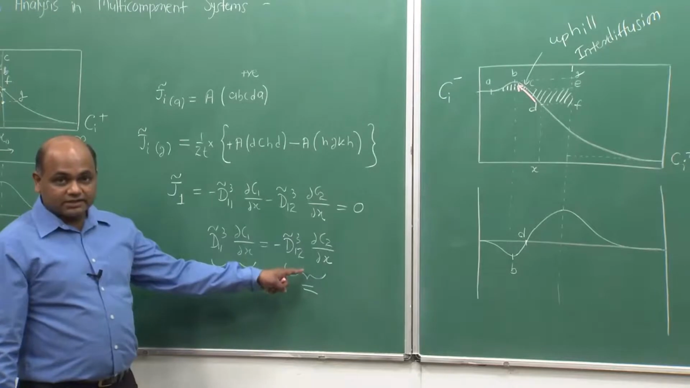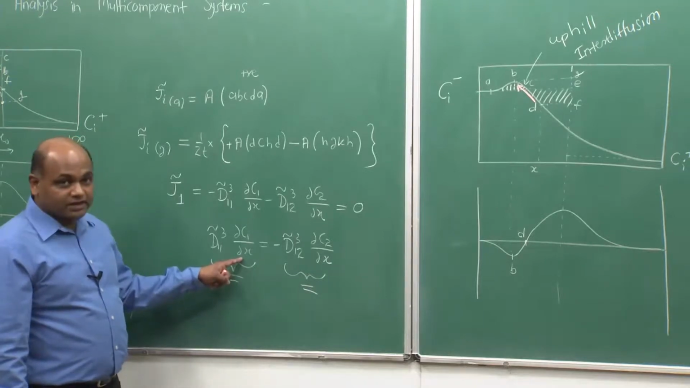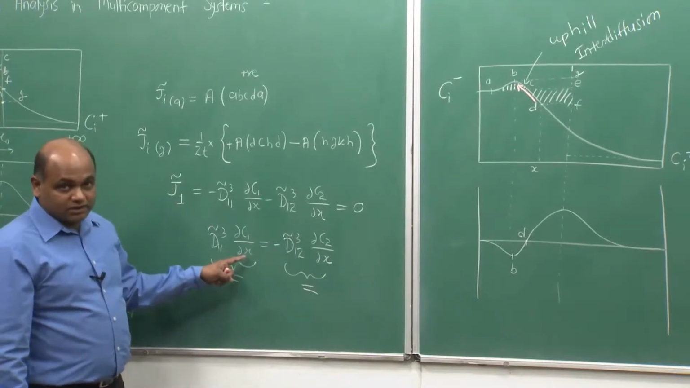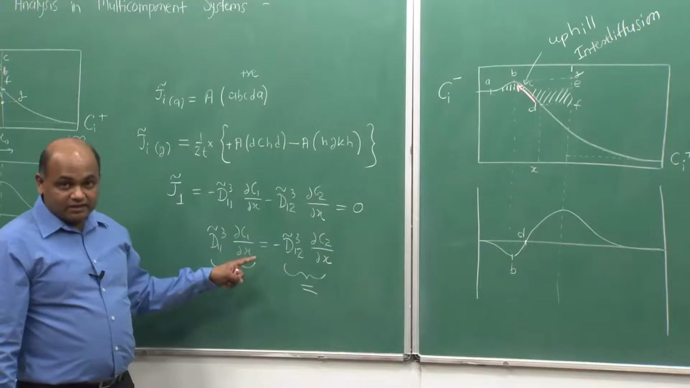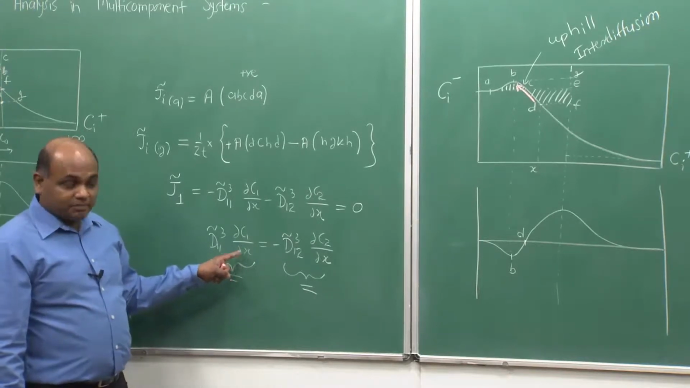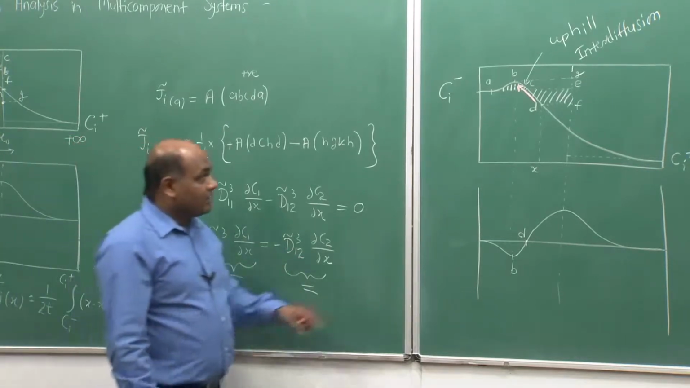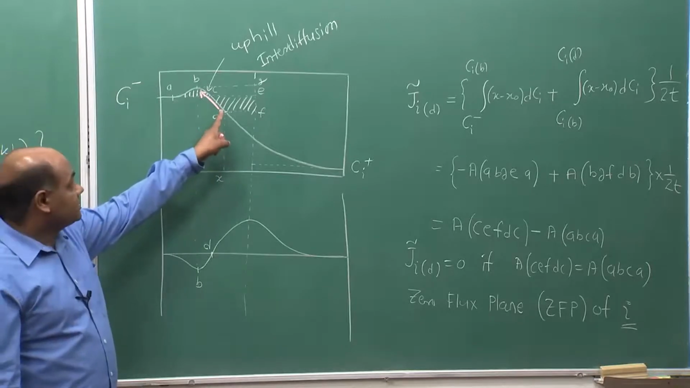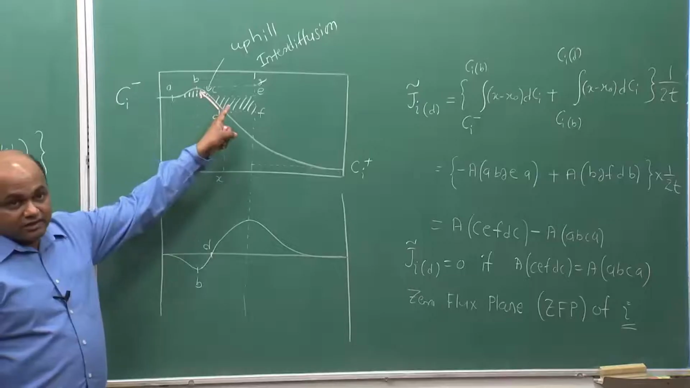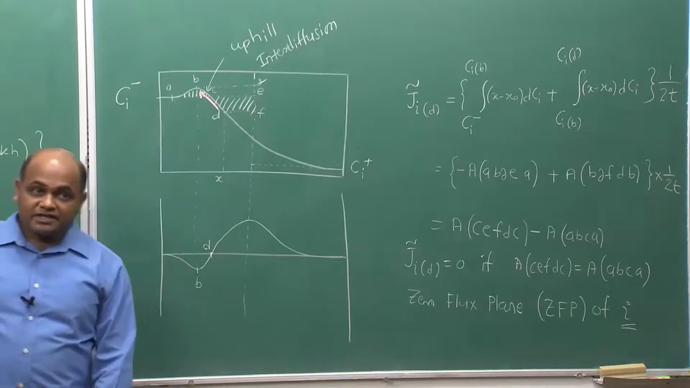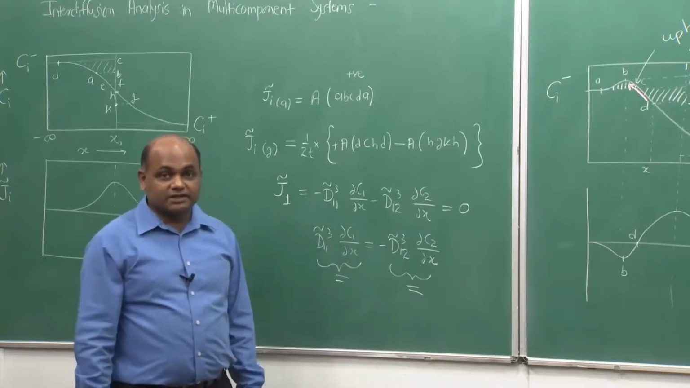This term characterizes the effect of component 2 on the diffusion flux of 1. The first term characterizes the effect of component 1 on its own diffusion flux, and here at the 0 flux plane the two effects are the same. That means strong diffusional interactions exist in this region, and here in fact component 1 is moving up its own gradient. So, the effect of the cross term is more than the main term, and this is the significance of 0 flux planes and the uphill diffusion region.